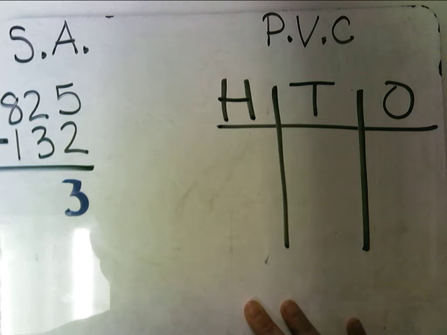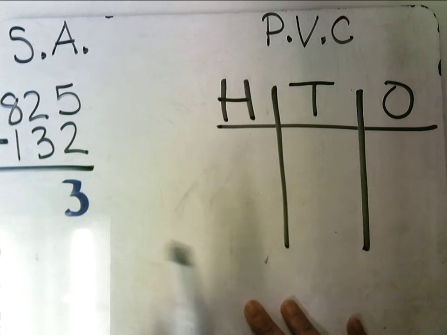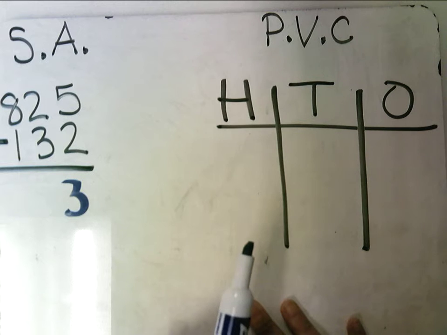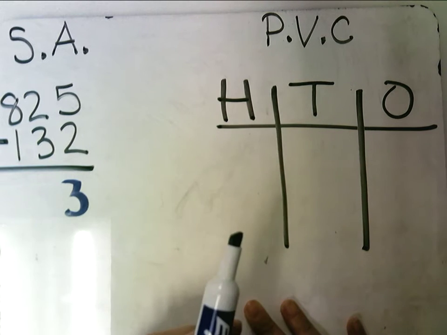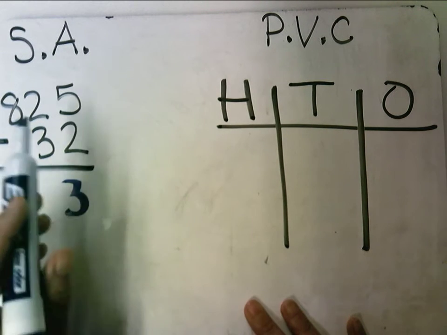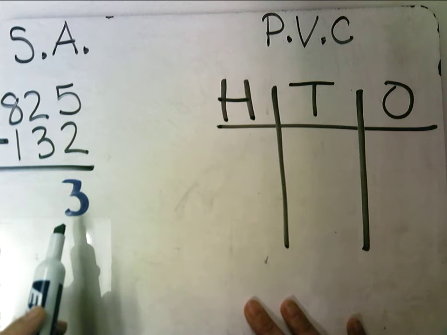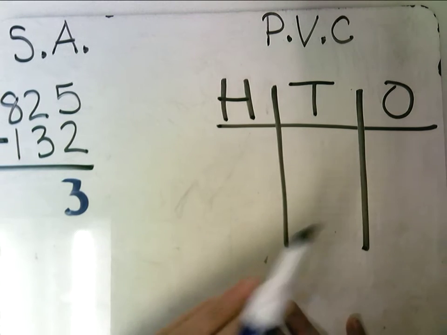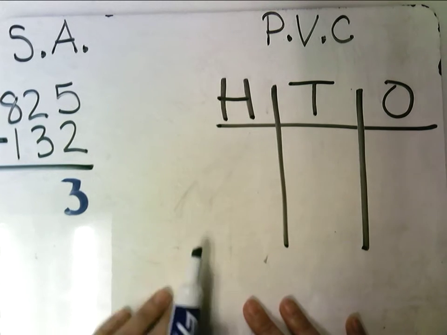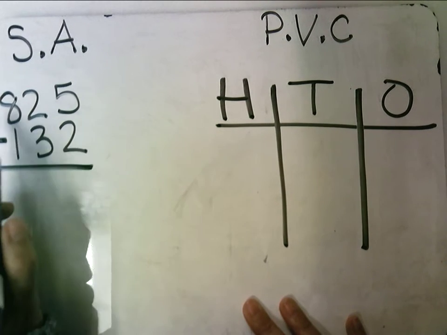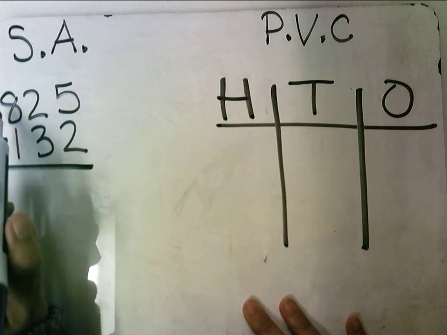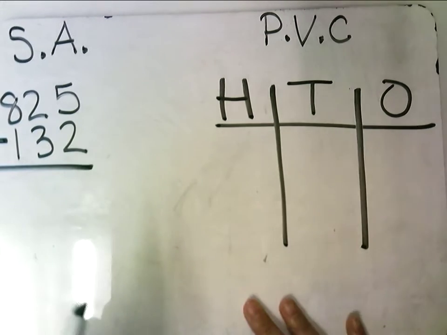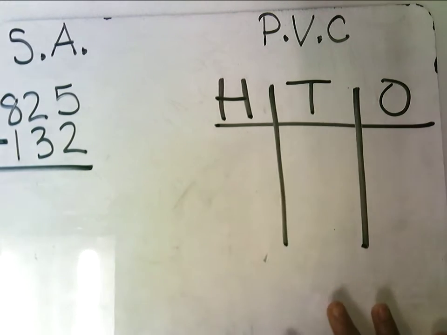To get more tens so that we can subtract, we have to unbundle 100 into tens. So we already can see that we can't subtract because of the 3 being bigger than the 2. So we're going to represent this in our place value chart to help us solve. So let's start over. We're going to represent our top number first, 825.